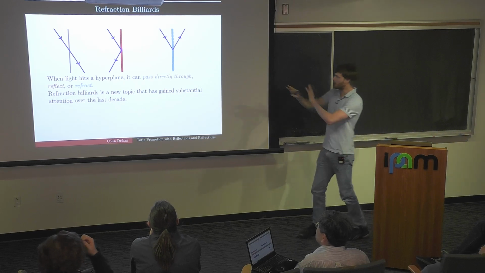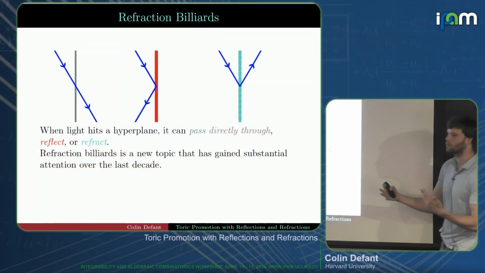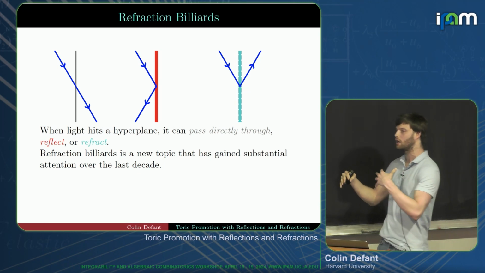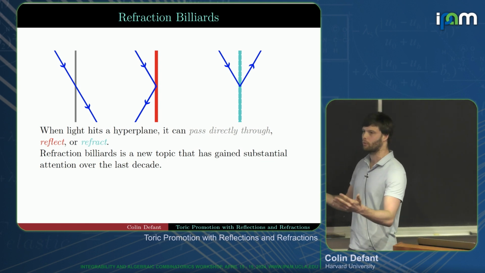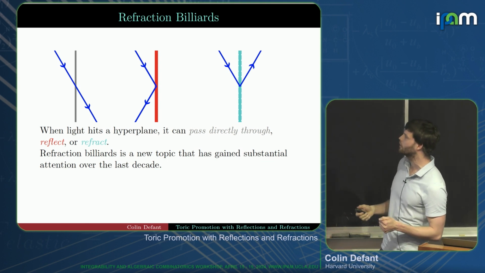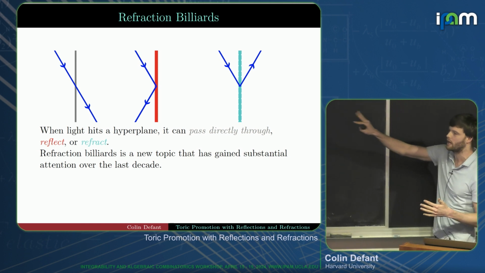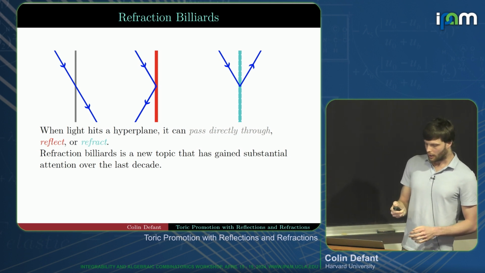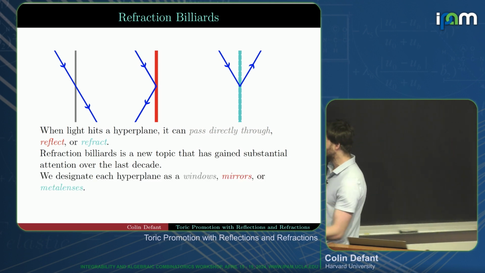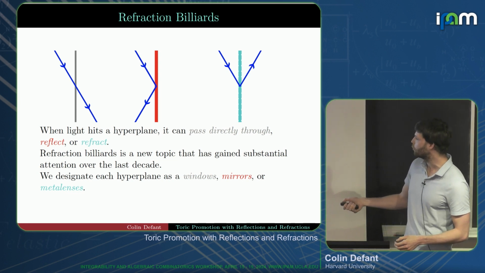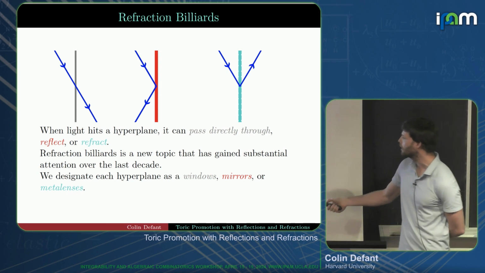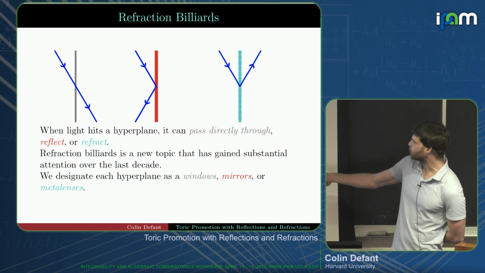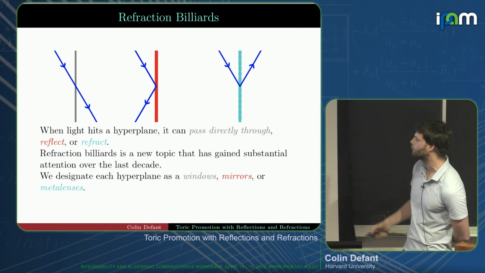OK, so we came up with this definition of refraction, but then after doing some Googling, we found that over the last 10 years or so, there's actually been this flurry of attention in the dynamics community looking at the exact same thing from a dynamical point of view. So they study what they call refraction billiards, and they just do these billiard systems with this same notion of refractions. Sometimes this is also called tiling billiards. And so I'm going to distinguish 3 different types of hyperplanes. I'll have windows, mirrors, and meta lenses. So a window just allows the light to pass through. A mirror causes the light to reflect, and a meta lens causes the light to refract.